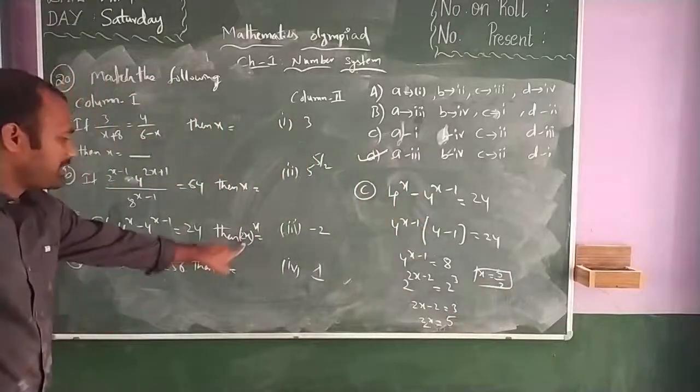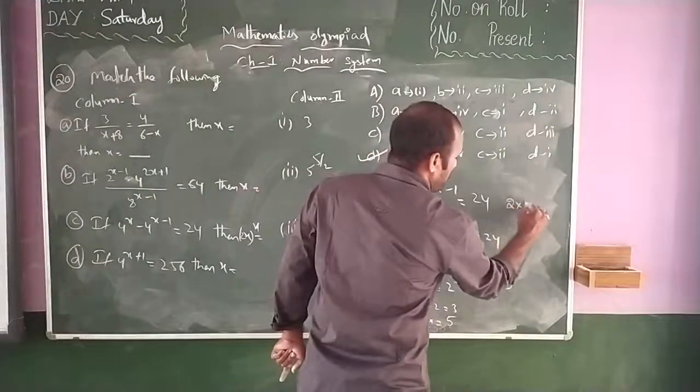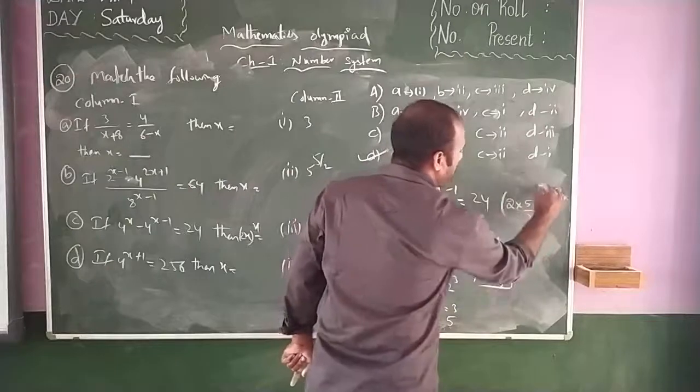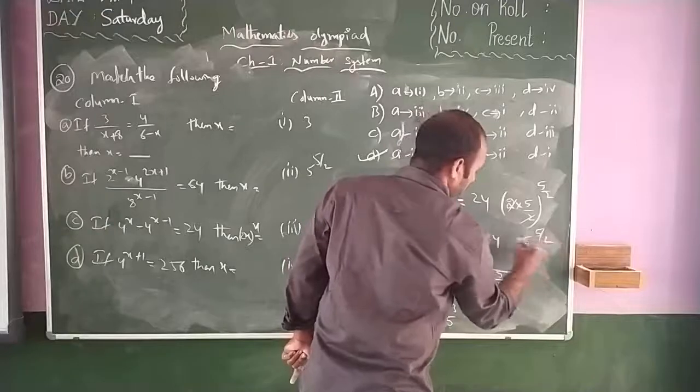So here the question is asking for 2x whole to the power of x. That is 2 into the x value of 5 by 2, whole to the power of 5 by 2. To get the answer, so the answer is 5 to the power of 5 by 2.